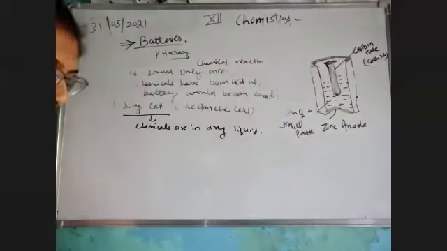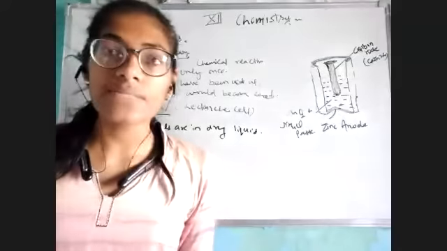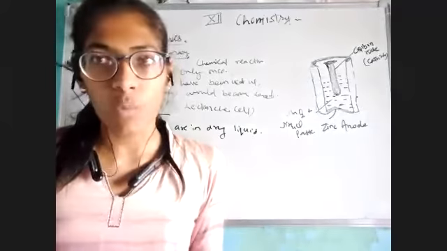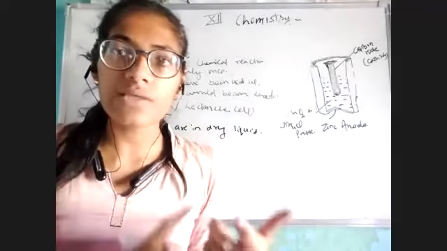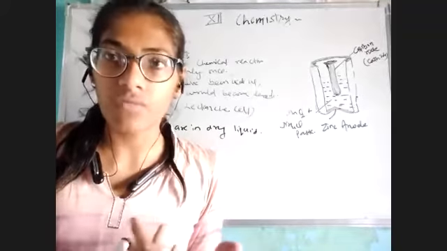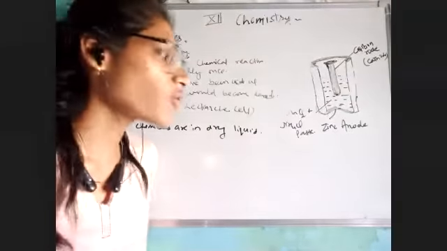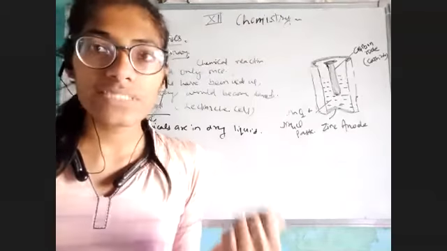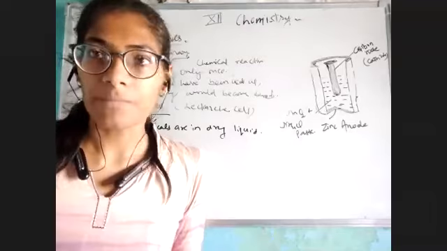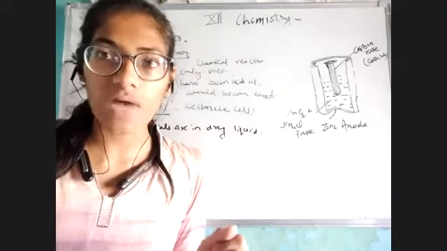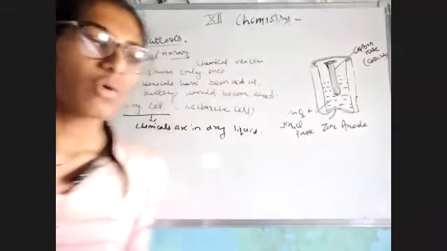For example, in the electrochemical cell with zinc and copper, there was a solution of zinc sulfate and copper sulfate, which was in the liquid form. Here, most of the chemicals are in the dry form, but we take them in a little bit moist form, so that the formation of ions is much easier. Okay, let's start. What is a dry cell?